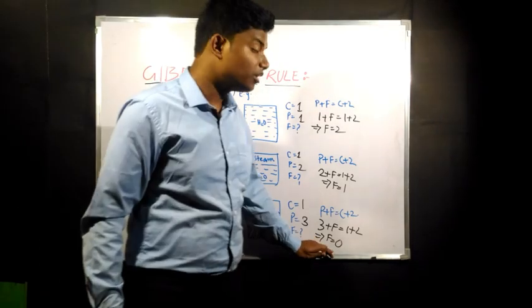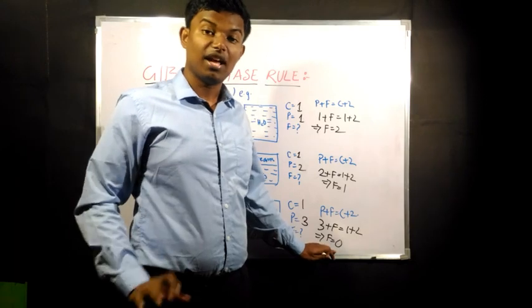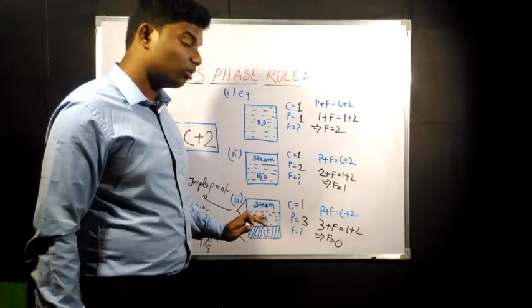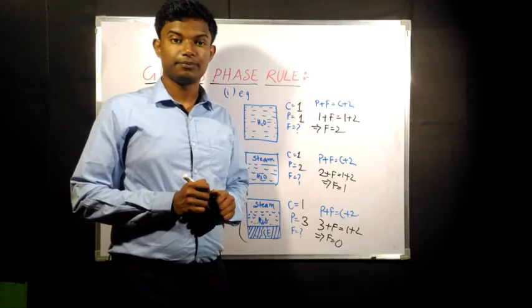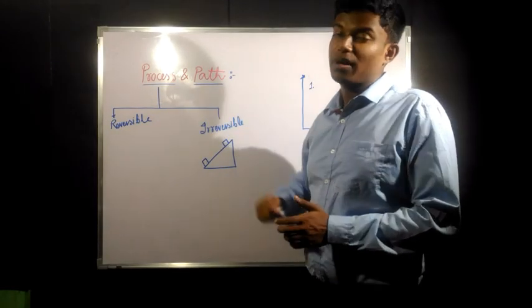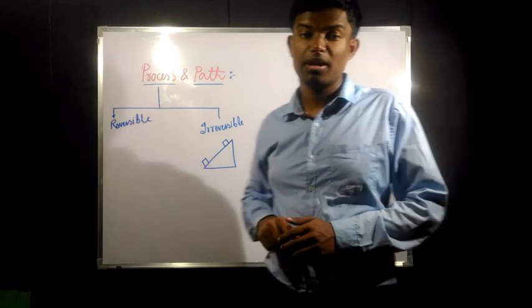So there, none of the properties you need to define to know all the properties of the system. Okay. The next thing will be process and path. Now what is a process and what is a path?